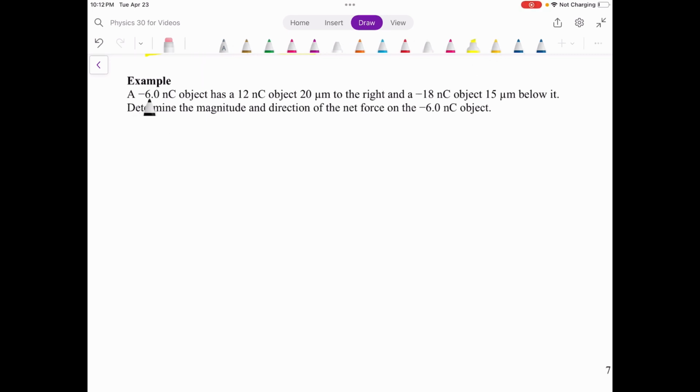So a -6 nanocoulomb object has a 12 nanocoulomb object 20 micrometers to the right and a -18 nanocoulomb object 15 micrometers below it.